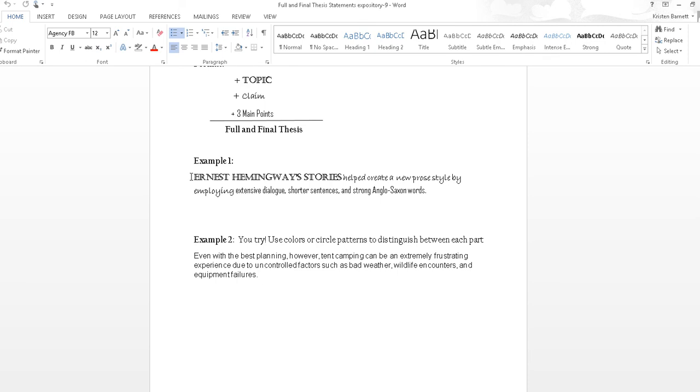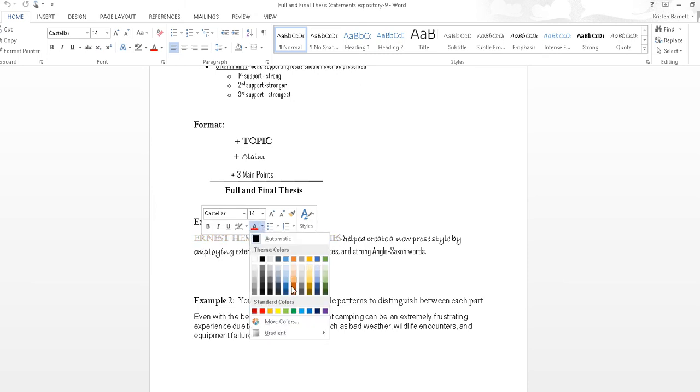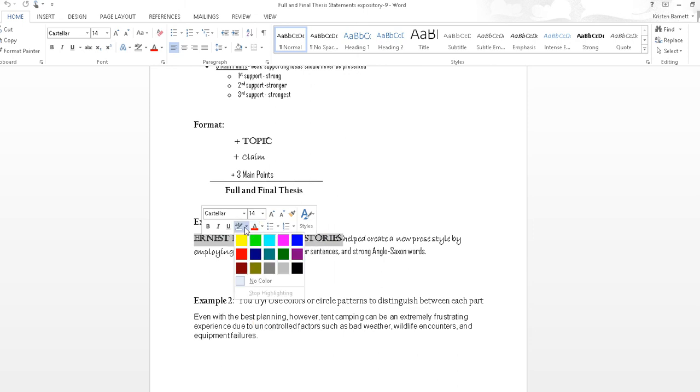Ernest Hemingway's stories help create a new prose style by employing extensive dialogue, shorter sentences, and strong Anglo-Saxon words. So the topic, I use the same font to help you figure it out. The topic of that thesis, and therefore of the whole essay, is Ernest Hemingway's stories. So that's just, what is it about? It can be one word.